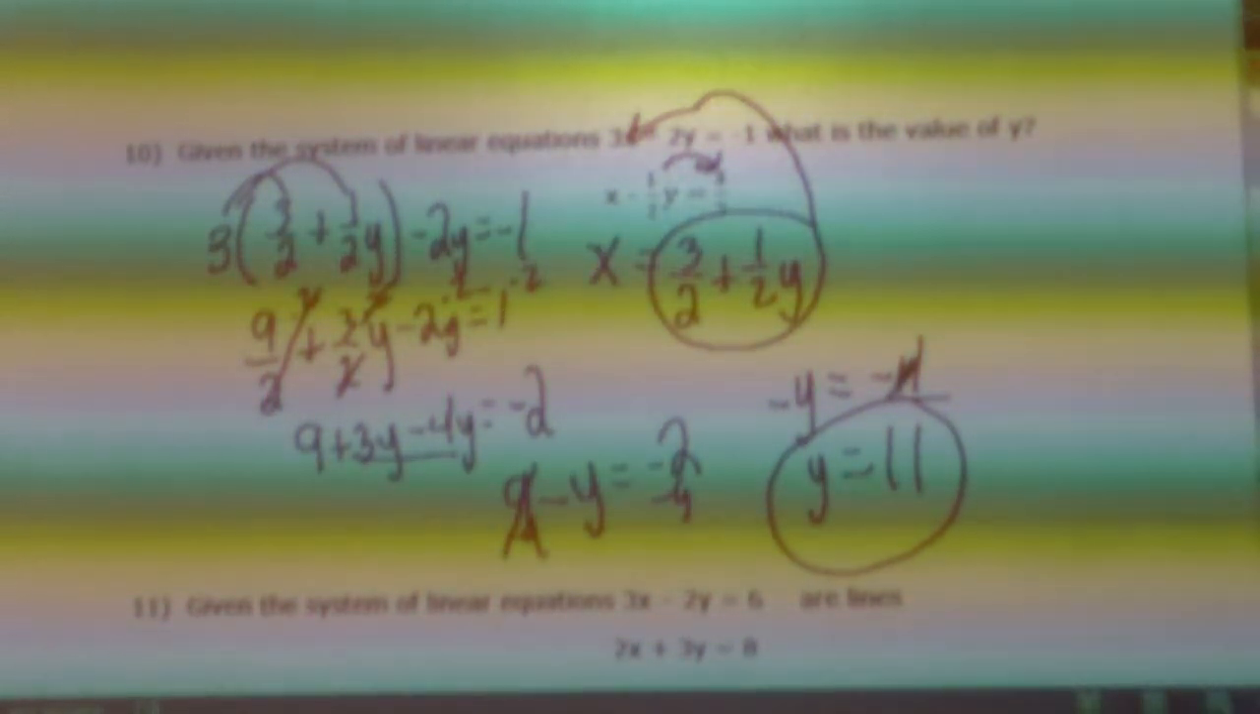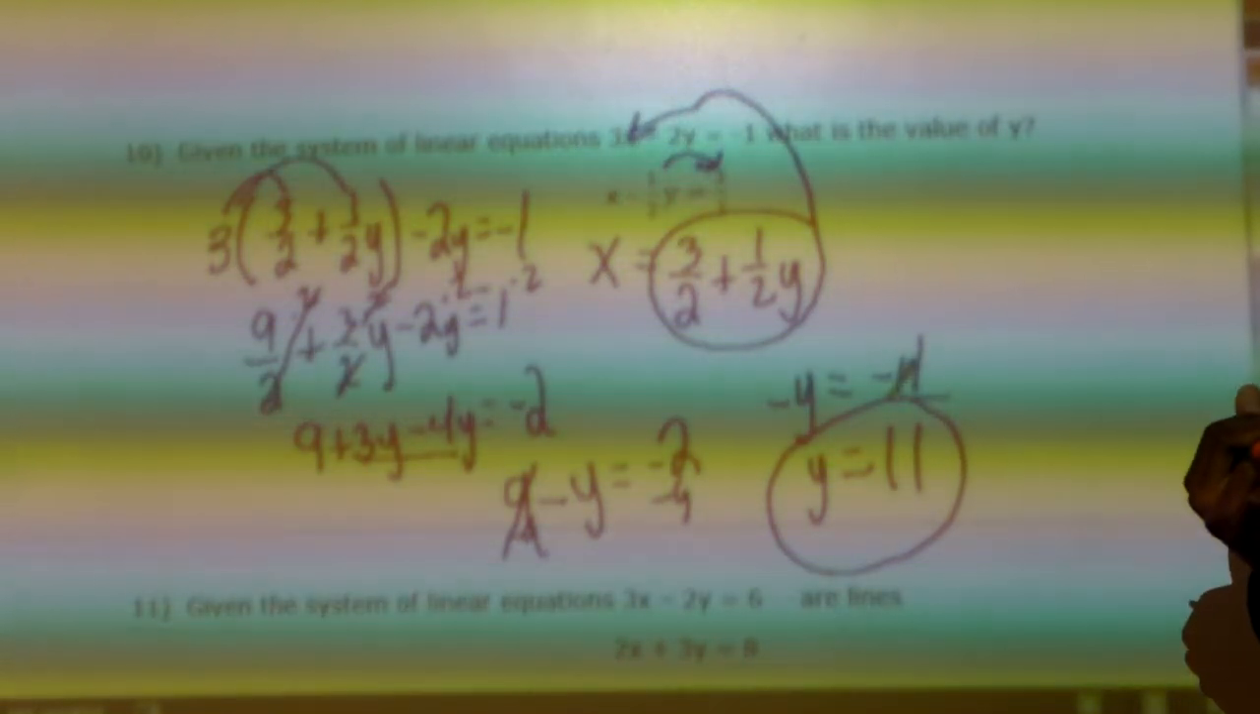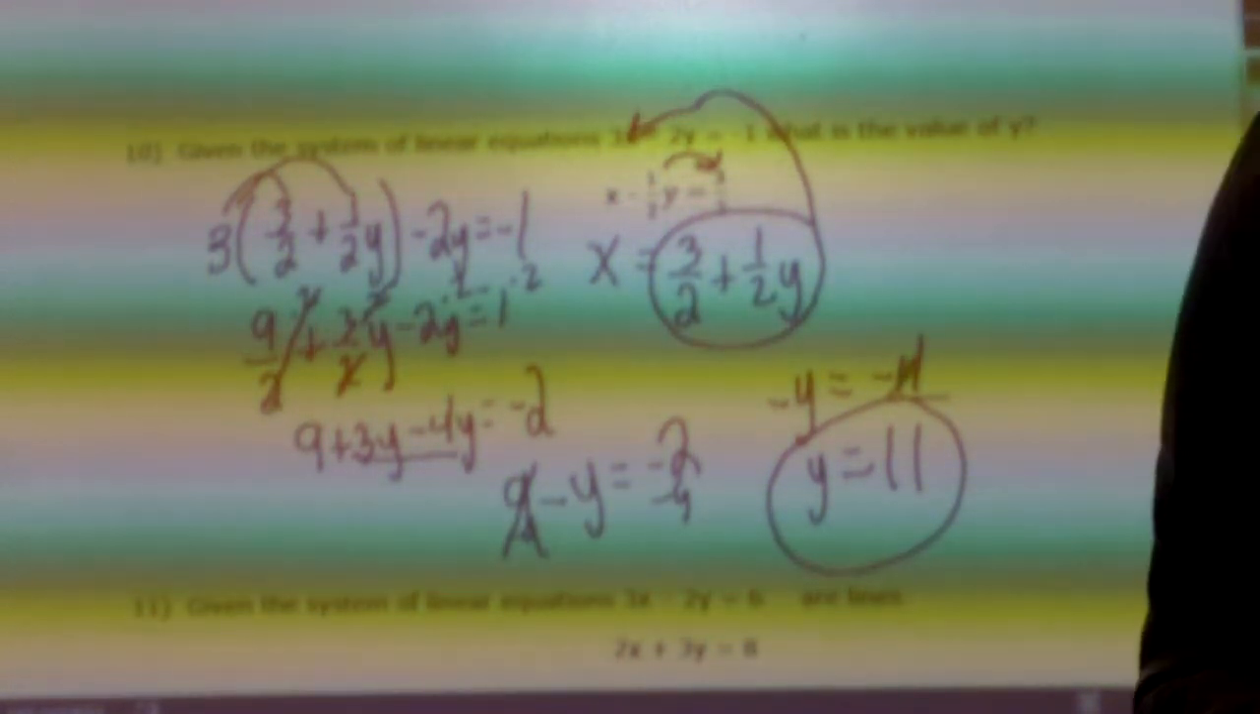Should I get that? No, I was... Did anybody get y equals 11? I didn't get anything close to that.